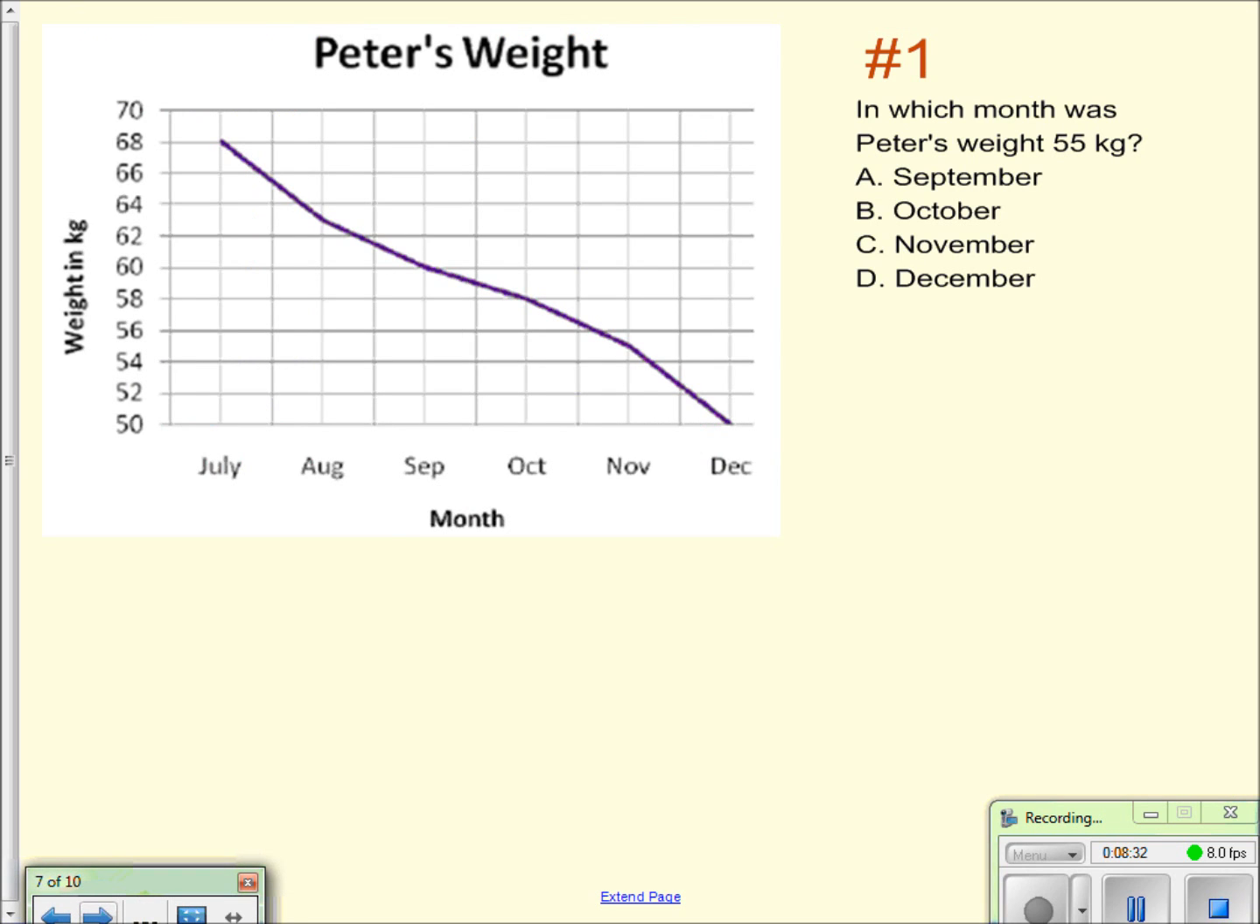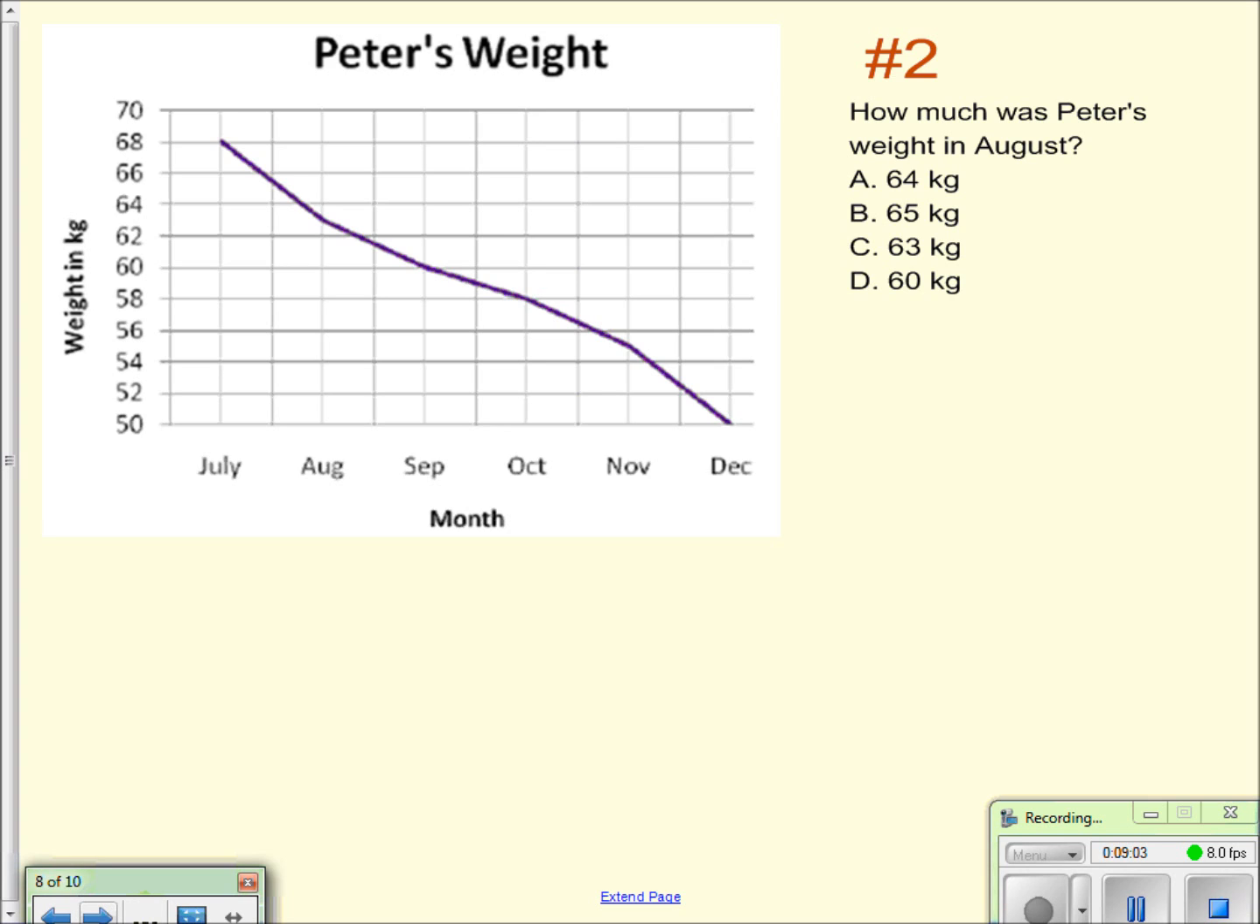On to your questions. You'll answer these online, like in the past. I have a graph up here. Questions. You'll answer these off to the right on the page or on a sheet of paper. You're watching the DVD. Question number 1. In which month was Peter's weight 55 kilograms? A, September, B, October, C, November, D, December. And if you need more time, go ahead and pause the video and we'll move on to the next question.